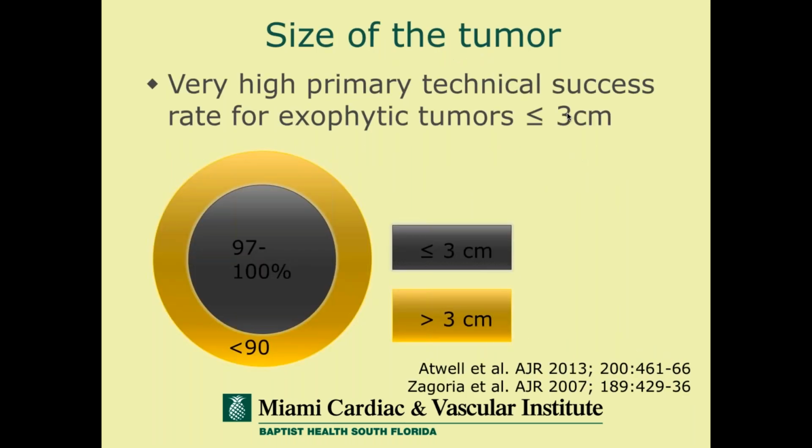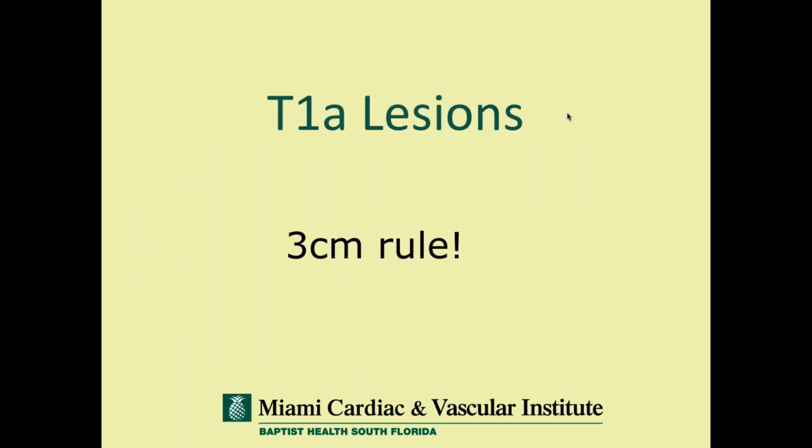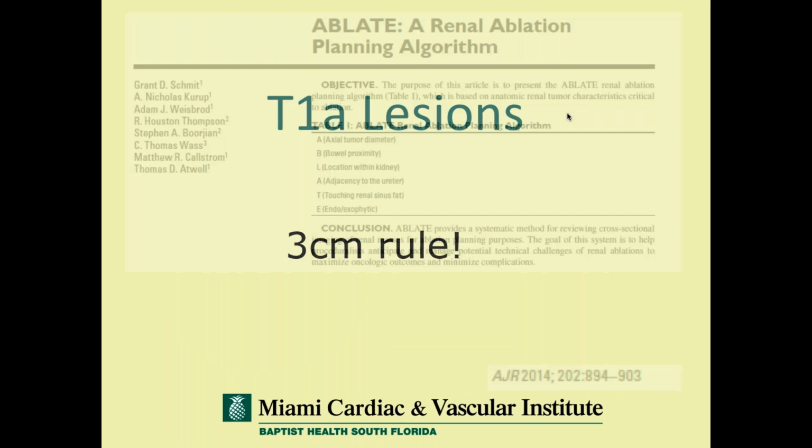So again, as you see, the 3 centimeter rule is that if you're able to get a lesion that's less than 3 centimeters, technical success of these tumors, particularly if they're exophytic, is almost 100%, 97 to 100%. Once you start getting greater than 3 centimeters, this does drop down into the 90% range. So if you're going to remember one thing, again, 3 centimeters or less.